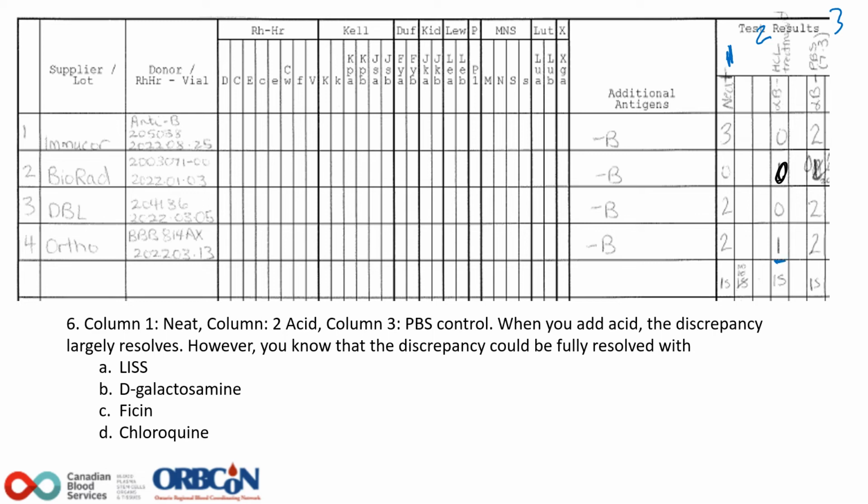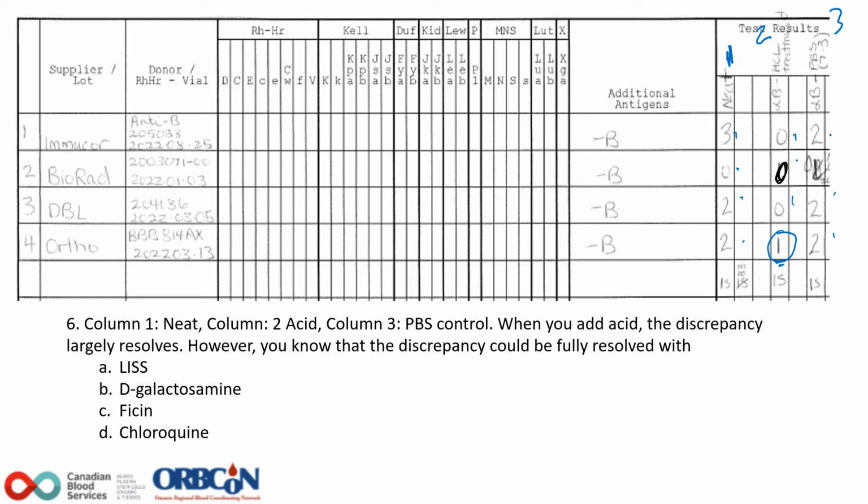But what we have is we've got the 3, no agglutination, 2, 2 plus agglutination. We had acid, no agglutination, no agglutination, no agglutination. As I said, 1 plus, it weakened, but it didn't completely go away. When we look at the PBS control, it's 2 plus, 2 plus, 2 plus. So the PBS control is valid, our hydrochloric acid worked, and it largely neutralized the acquired B, except for this, like I said, this one guy here.